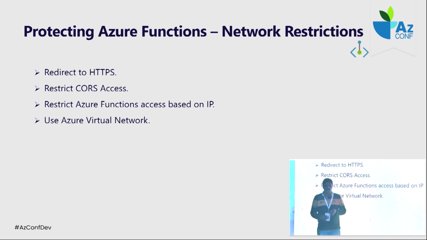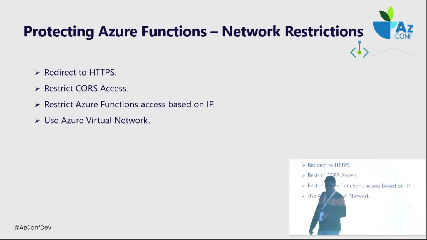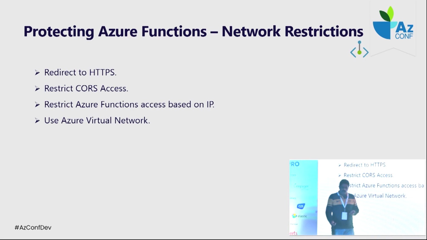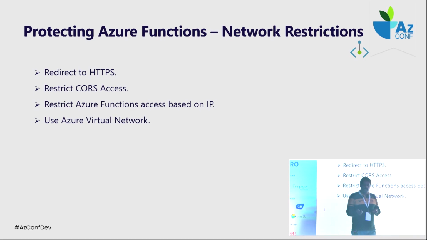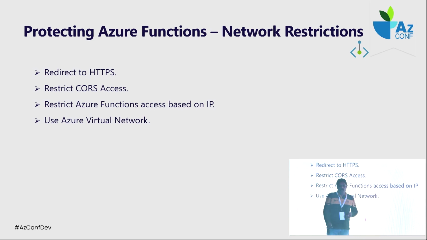Okay. And you can restrict the Azure Functions or the APIs based on IP address. You can also use an Azure virtual network, so that communication happens between your applications within the Azure network and is not available over the internet.